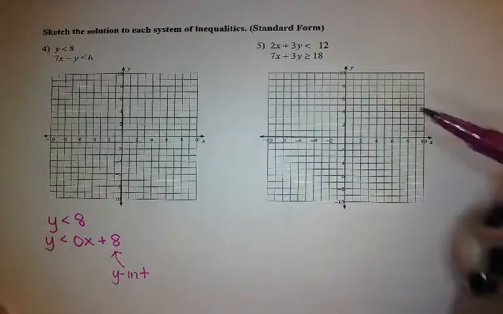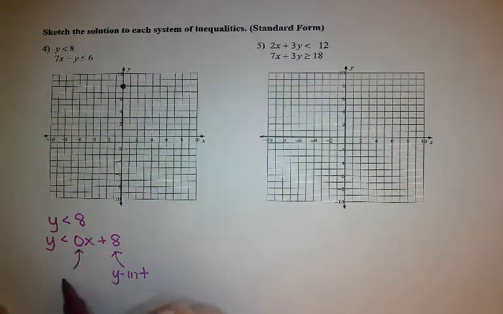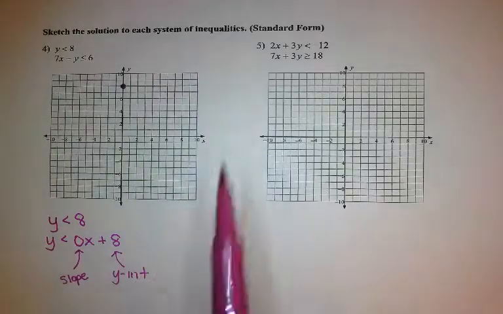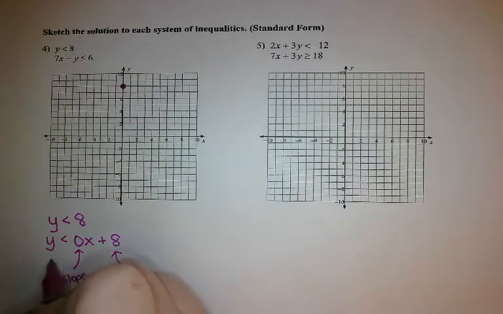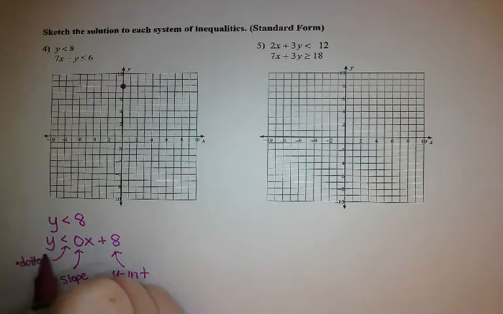This is my y-intercept at 8. A slope of 0. If some of you remember, a slope of 0 is a horizontal line. Then I'm going to look at my inequality. Because it's a less than, that tells me two things. One, it tells me it's dotted. Two, it tells me to shade below.